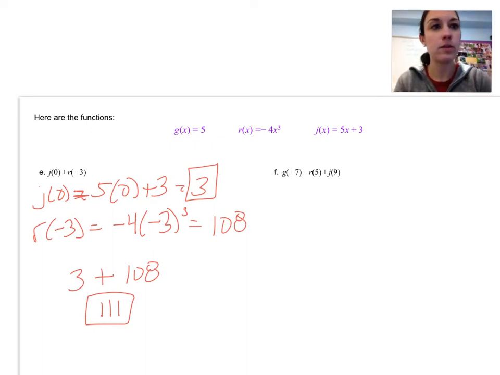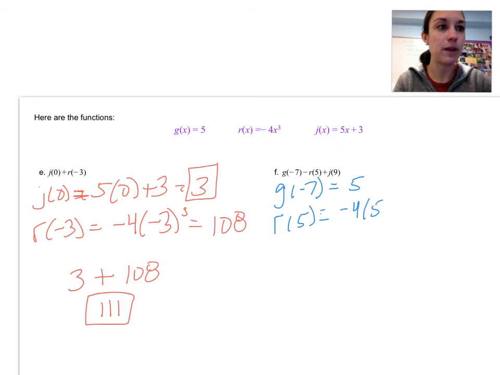In letter F, we have g of negative 7 minus r of 5 plus j of 9. Three things that we have to do, so let's find each one of those individually, starting with g of negative 7. So g of negative 7 is going to be 5. Remember, that's your constant function. Then we'll find r of 5. r of 5 is going to be negative 4 times 5 raised to the third power, which is negative 500.